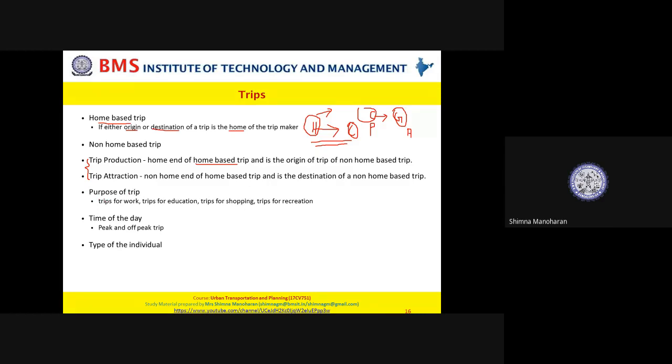Then trips are again classified on the basis of trip purpose. So you have trips for work, trips for education, trips for shopping, trips for recreation. Here the concept of trip will not be long distance. Suppose you're going from your home to a nearby shop, maybe on a cycle, that is considered a trip. Based on the time of the day, you have the peak hour and the off-peak hour. The trips taken during the peak hour are the peak trips, and the trips taken during the off-peak time are the off-peak trips. Then based on the type of the individual also, the type of trip will be different.